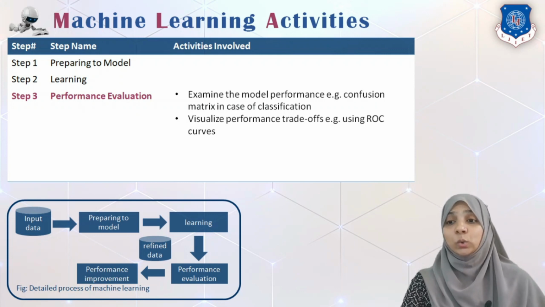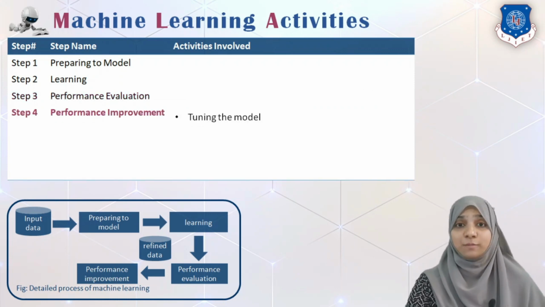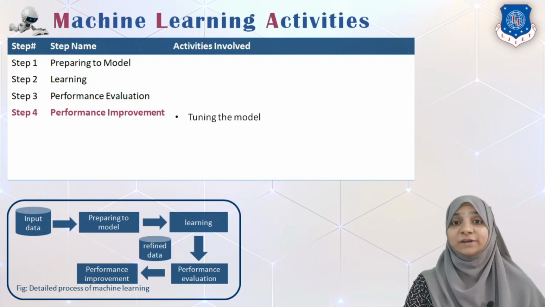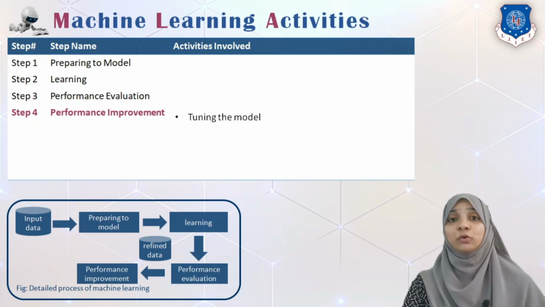Here we can also visualize performance. We can plot different graphs and plots so that we can find out the working and performance of the model that we have just implemented. The last activity is performance improvement. In this stage, we are improving our model, changing our parameters and our bias, so that the performance of the model will be up to the mark.